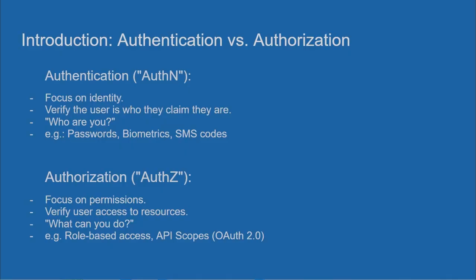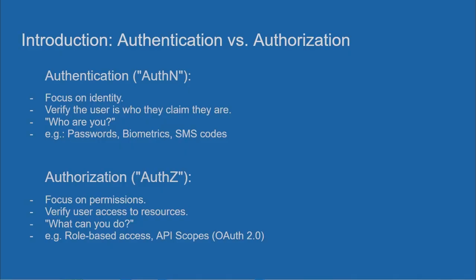And then authorization is about what a user can do. So going back to the hotel example, once you're given that key card, the system doesn't care about who you are, your identity. It cares about what your card can open and what it can't. So this is about permissions and whether users have access to specific resources.